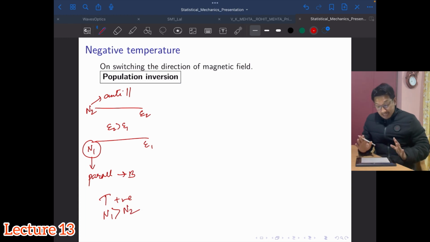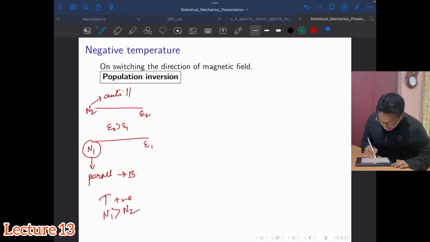Now I have switched the direction of the magnetic field. So what will happen? What was initially parallel will now become anti-parallel to the magnetic field, and in the first case, the atoms which were anti-parallel to the magnetic field will now suddenly become parallel to the magnetic field, isn't it? Then what will happen? Let me just draw the same.